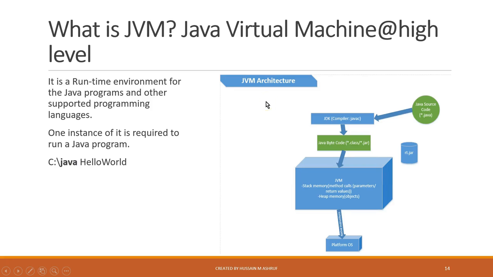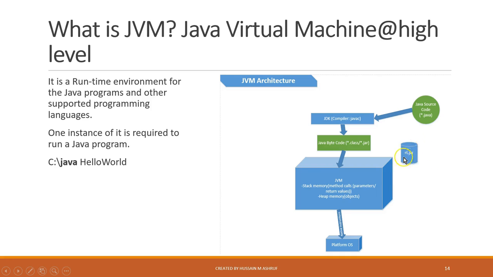So here is the JVM architecture. Whatever you write, the source code by your hand or generated code, will be stored in a .java file, which is input to the compiler javac. javac is the compiler for Java programs. Then that will be converted to Java bytecode, that is .class files and .jar files. That is supplied to the JVM, and the stack memory and the heap memory will take care of it. How? Stack memory will hold method calls, parameters, and return values, whereas heap memory holds the objects and their attribute values.